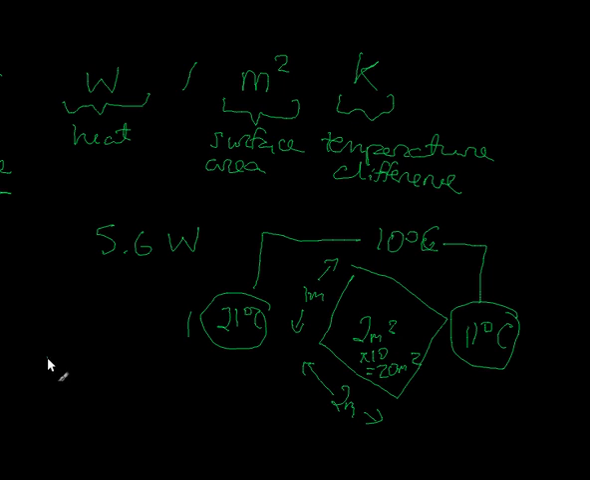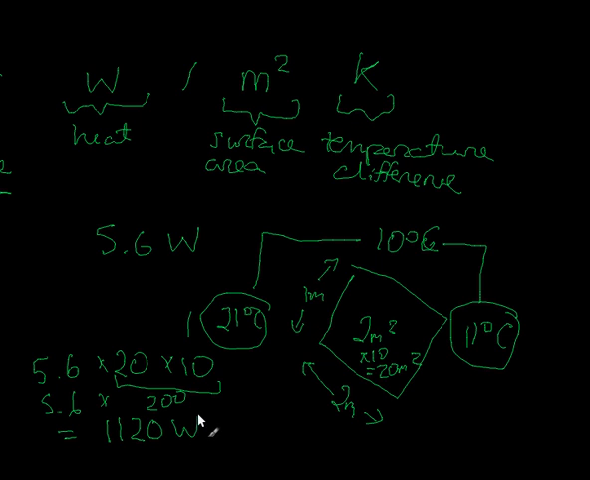So multiplying your U-value of 5.6 by the surface area of 20 meters squared by the temperature difference of 10, here we have 200 times 5.6, which is equal to 1,120 watts, or 1.1 kilowatts. And that's a lot of energy. That's about the same as 11 TVs. Each TV uses about 100 watts.